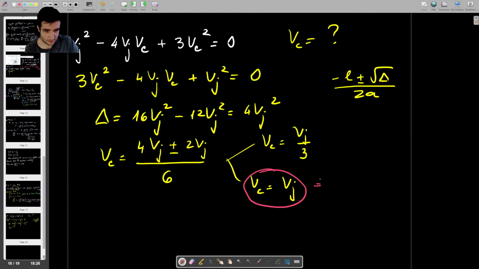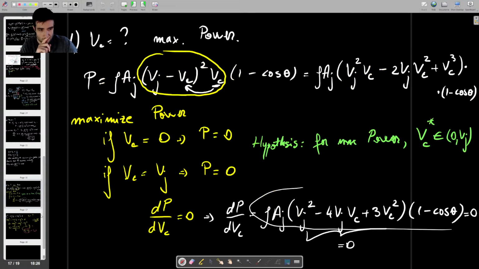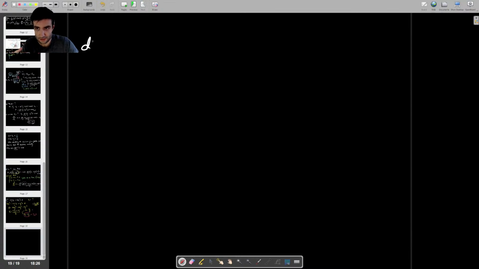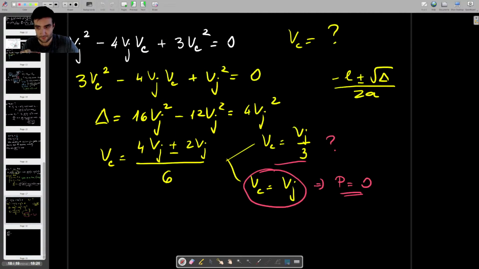We know it's not this one, right? Because this one gives us a power of 0, which we don't really want. This one might actually be correct, but we have to check, and the best way to check it is to take the second derivative. So let's take this expression of power and differentiate it again. So if I differentiate it with respect to Vc one more time, this is going to give us the following.